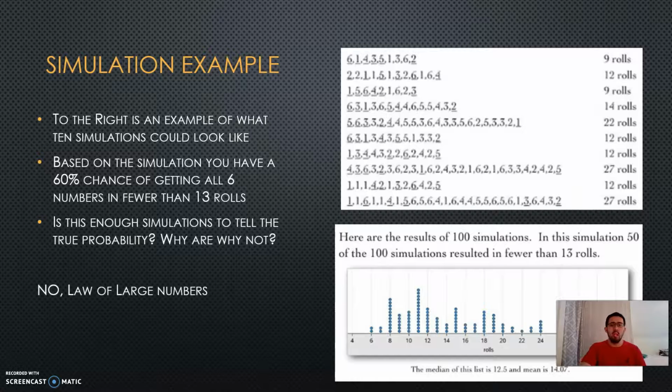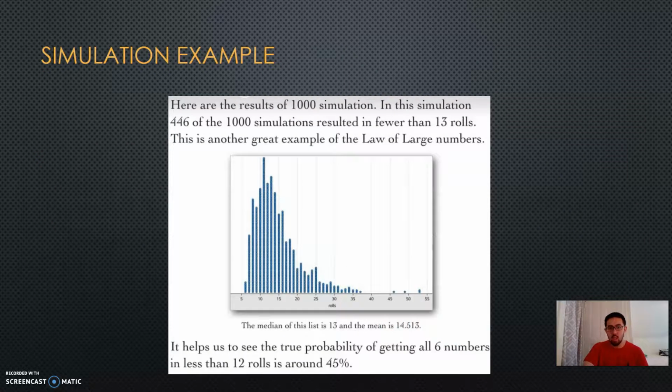And as we do the simulations, here are the results of 100 simulations. We get around 50%. It becomes closer to 50%. And if we do 1,000 simulations, we actually get really close to the true probability, in that we think it's around 45%. Okay? So it's very hard to do this online to show you using technology.